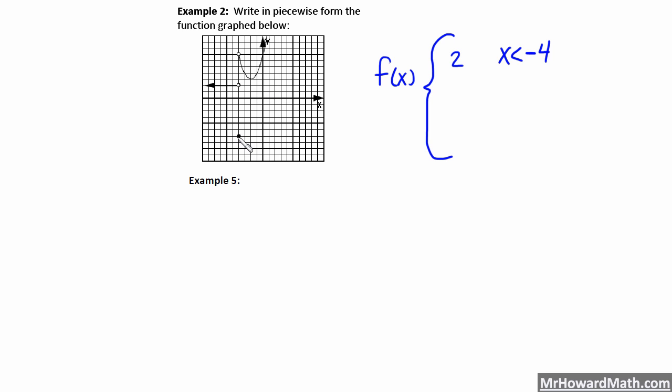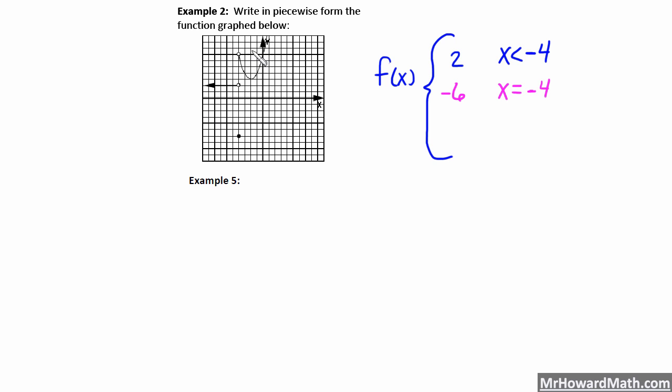Next part, we'll just use this point down here. That is y equals negative 6 when x is equal to negative 4. So that's just the ordered pair (negative 4, negative 6).